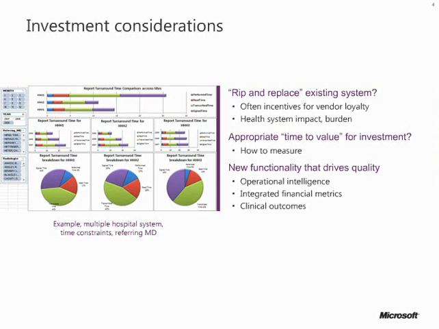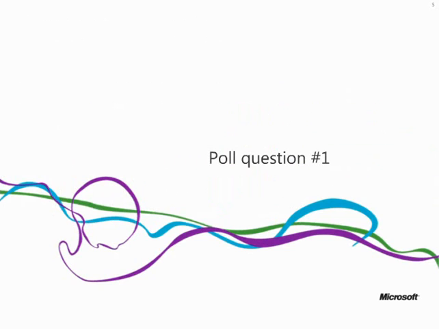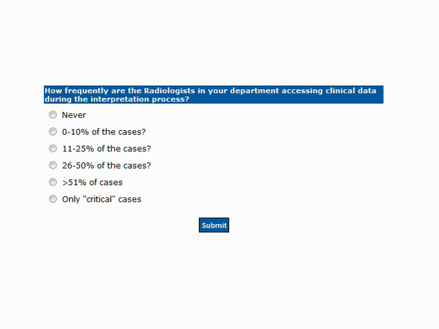So before I transition and let Elliot start his section of the presentation, let me ask a simple question. The question that we're asking is, how frequently are the radiologists in the department accessing clinical data during the interpretation process? And by clinical data, I really mean anything beyond what they get with the order as part of the requisition or part of the small little field for reason for exam in the study.